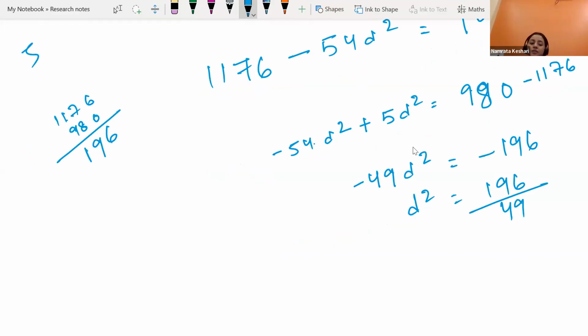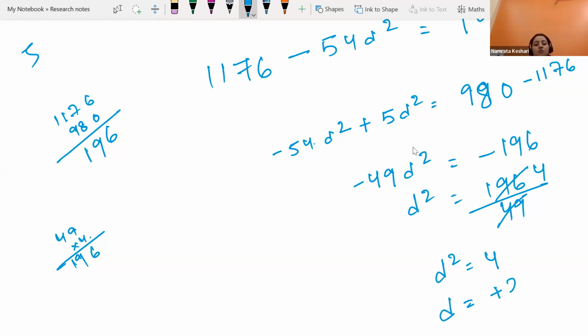Let's try doing the division. I think 49 times 4 is 196, yes, so d square is 4. What is the value of d for us? Plus 2 and minus 2 as well.